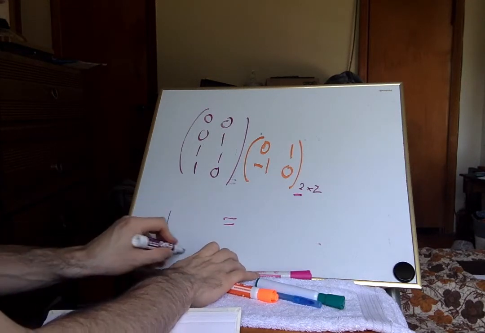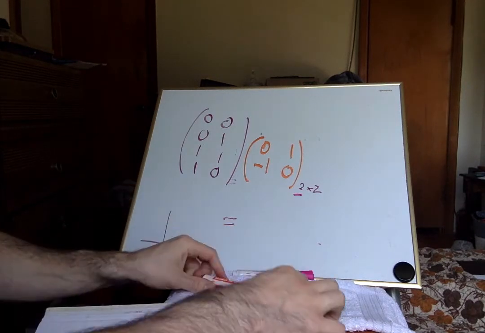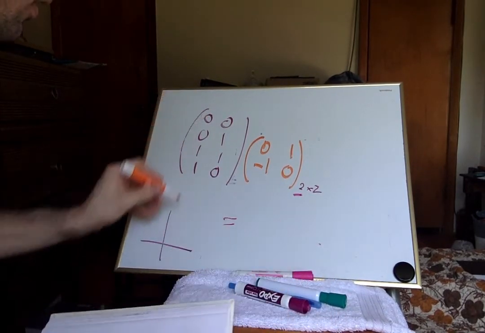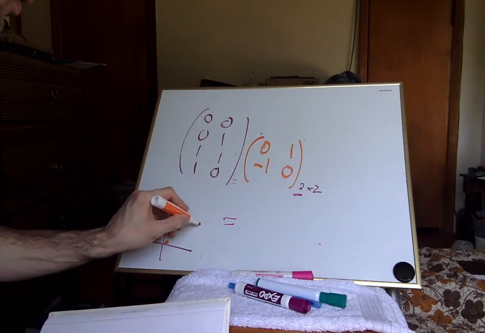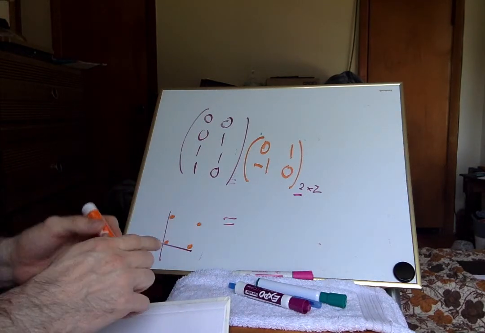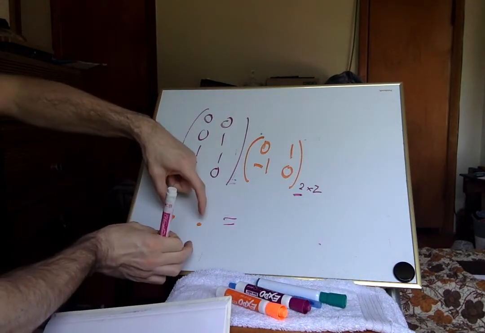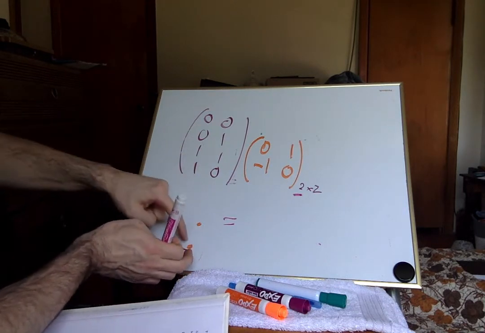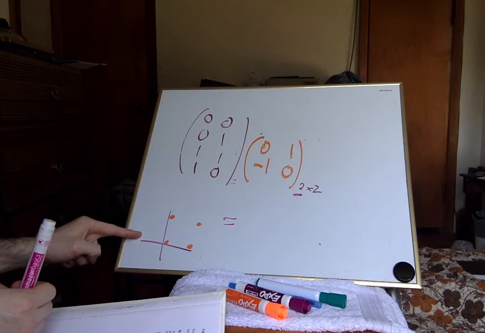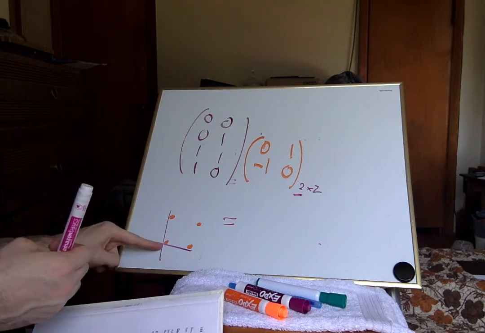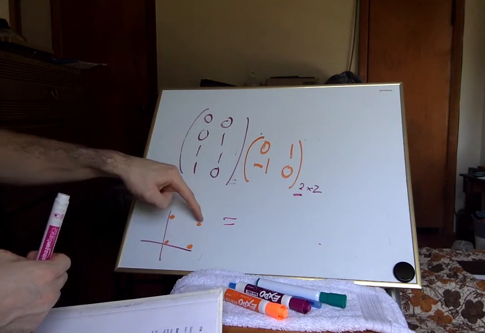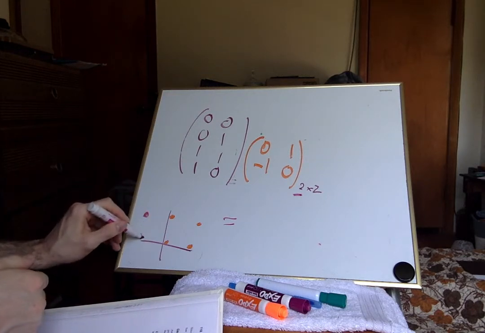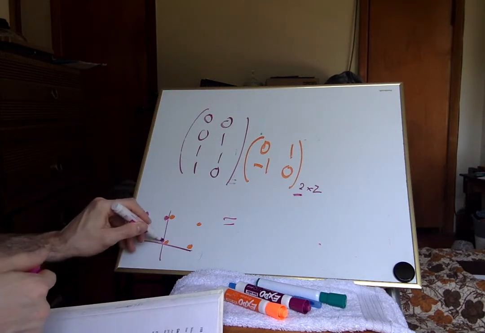So the point here I'm trying to make is that if we start off with these 4 points, right? If I rotate this by 90 degrees, this point is going to go here, this point is going to go here, this point is going to stay, and this point is going to go like this, right? So we should get this, right?